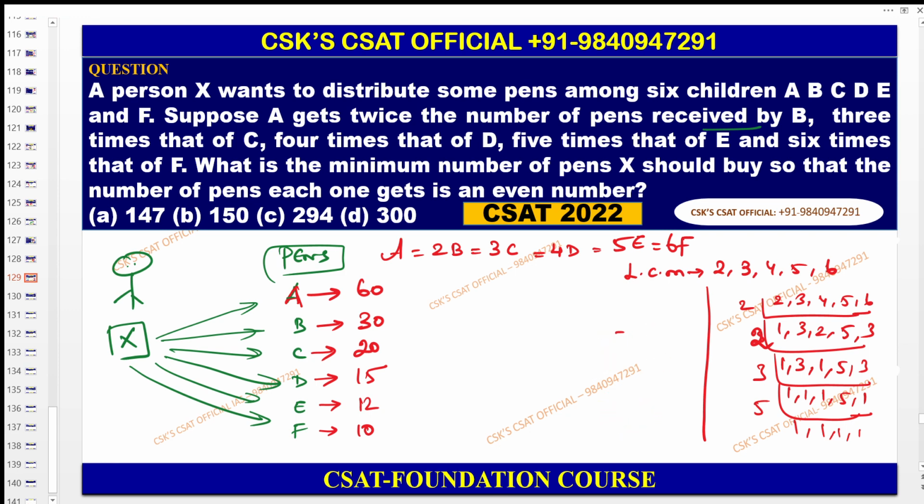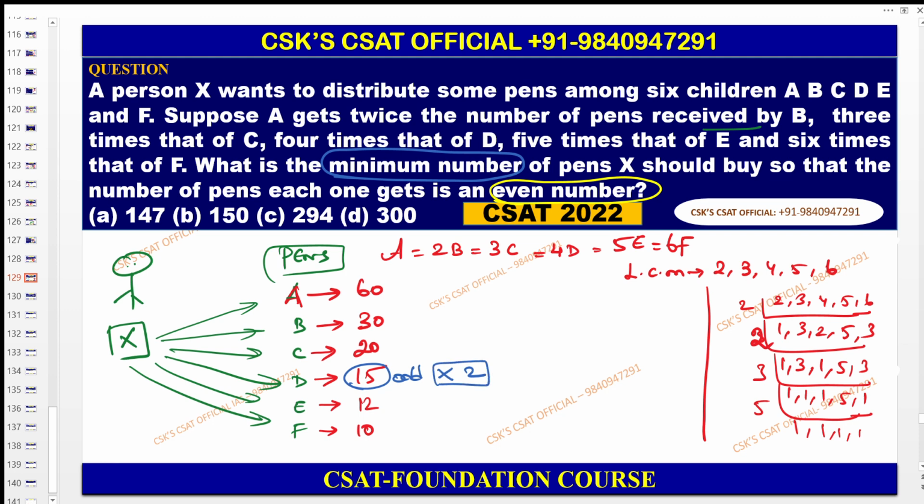Very important here. What is the minimum number of pens to buy so that the number of pens each gets is an even number? So those are very important words: even number. That's it. Now check here. This is an odd number. So in order to make it even, minimum, that word is very important. Minimum number. So what is the very least number that has to be multiplied with 15 in order to get an even? Least number.